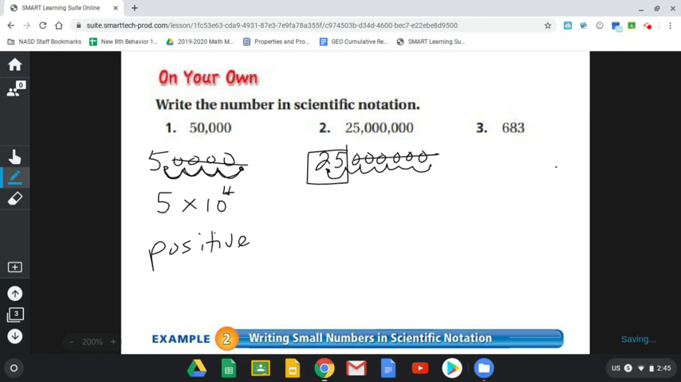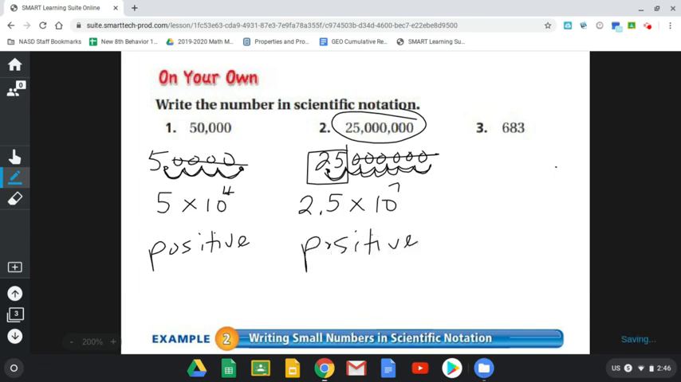We don't need the zeros. So 2.5 times our base factor of 10. And again, we moved 1, 2, 3, 4, 5, 6, 7 places. So we're going to have 7 for our exponent. And remember, we started with a number that is bigger than 10. So our exponent needs to be a 7. That's positive. Okay. So it's a positive exponent once again.